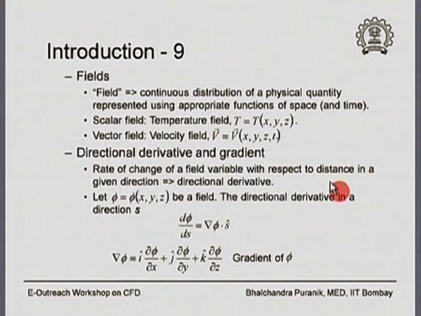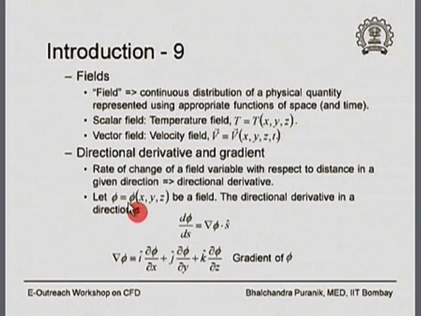And the directional derivative, for example, in the x direction will be the derivative of whatever field variable that we are talking about with respect to the x direction. Similarly, the derivative of whatever field variable that we are talking about with respect to y will give you a y directional derivative. So here I am talking about a scalar field, actually phi, and I am talking about phi as a function of only x, y, z right now.